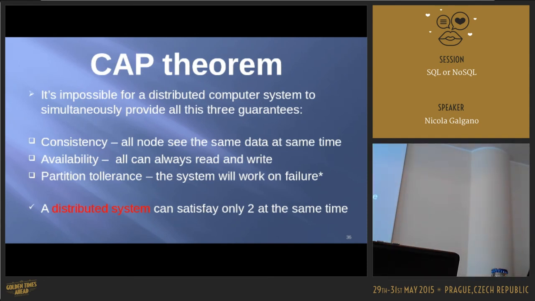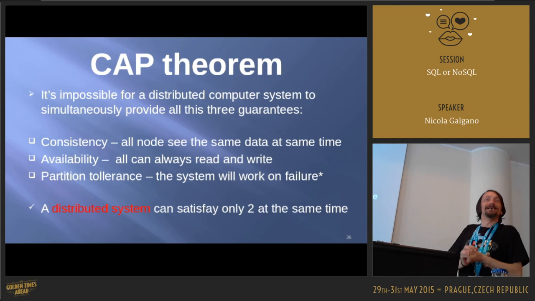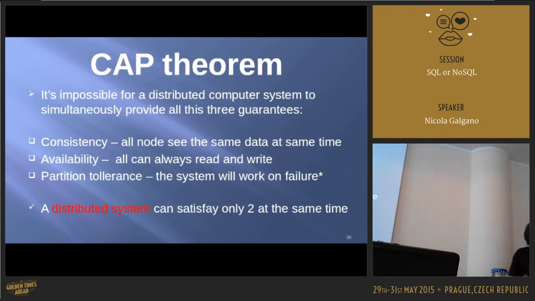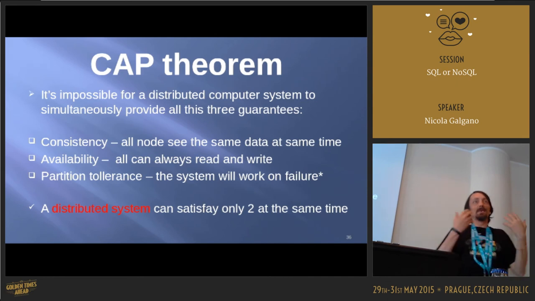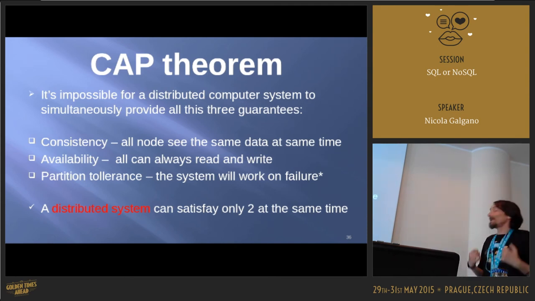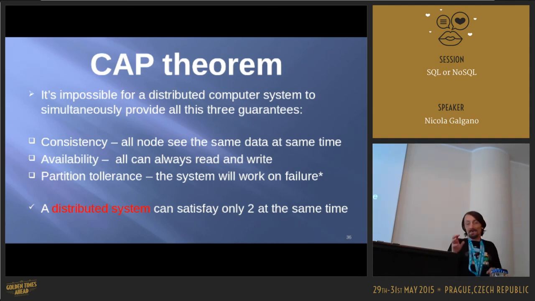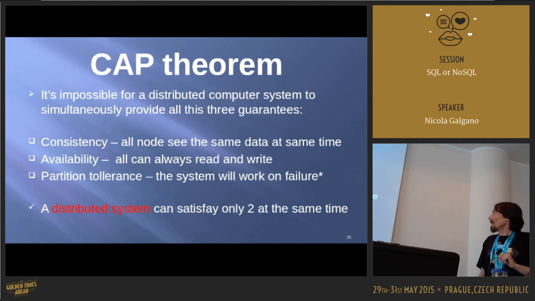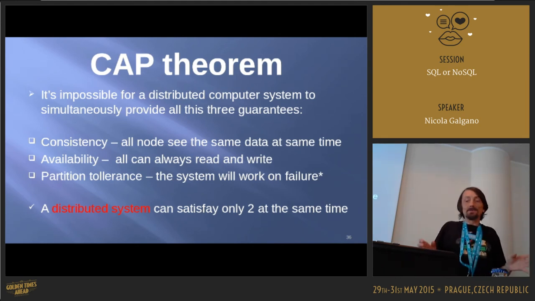How many of you have heard about the CAP theorem? How many of you understand what the CAP theorem means? I'll try to explain with some examples. Essentially, it's not so complicated. It's not so complex. Because, first of all, we need to specify what we mean by partition tolerance. Partition tolerance means a system is able to work even on a network failure. So, in this statement of the theorem, we are in the case that we have a network partition.